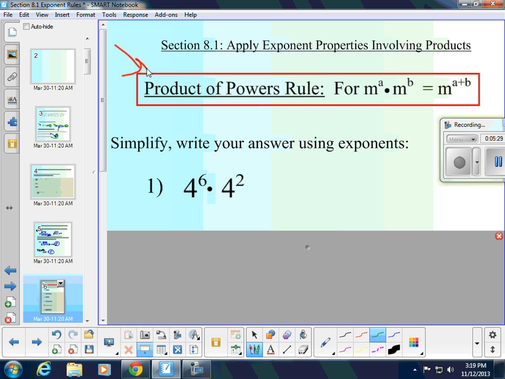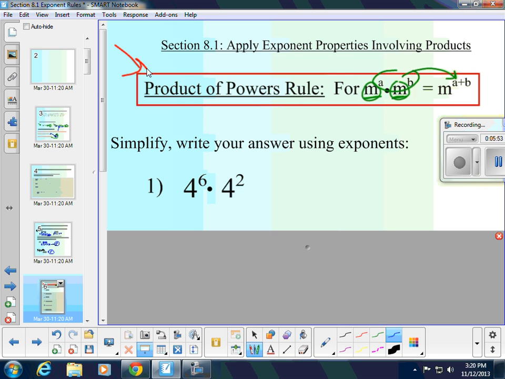Well, the key here is, you notice m to the a times m to the b, kind of the algebra version, but just notice that it's the same base. If we're talking about the same base number, and I'm multiplying powers together, what can I do with a and b? Well, it says you can just add those together, and you'll keep that same base, but it's like that number to whatever power combines the two powers together.